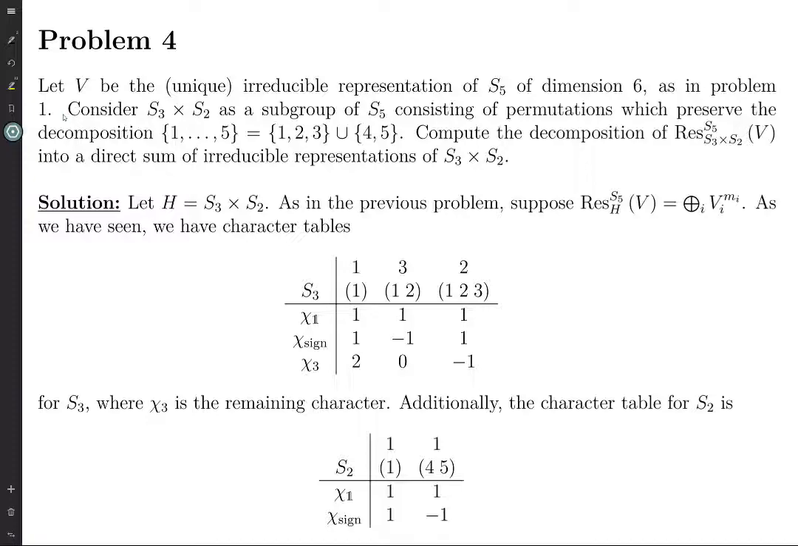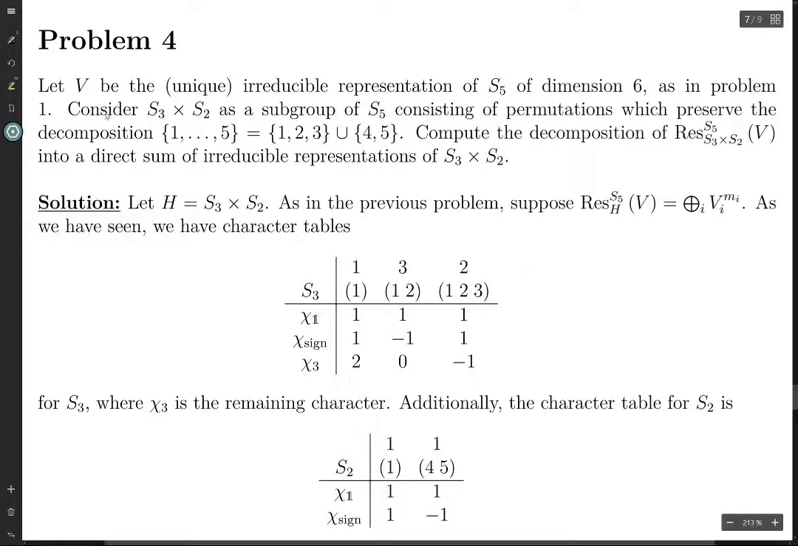There will be just one row that has a character of dimension 6, and you'll know which one that is because it's the character where you evaluate at the trivial element and you get 6, or evaluate at the identity, whatever. So now we're going to take this as a subgroup of S5, and we'll think of it as the permutations which preserve this decomposition. So a permutation of 1 through 3 times a permutation of 4 and 5.